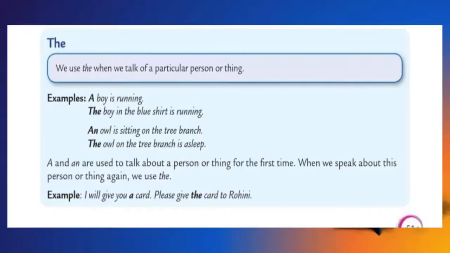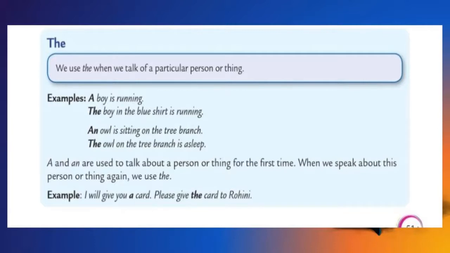Okay students, now we are going to see how to use the article the. When we talk about a particular person or a particular thing, we should use the article the. And one more thing, when we talk about a person or thing for the first time, we should use either a or an. Otherwise, when we speak about the same person or same thing again and again, we should use the article the. Let's see the examples.